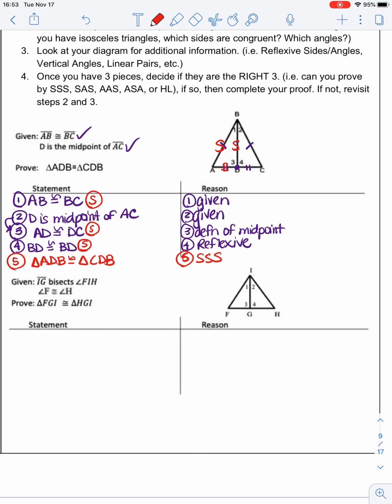You're going to mark everything that you know in the picture. Now you can do it as you go, or you can mark it all at one time. It doesn't matter. I just like to kind of have a direction, so I like to think through it as I go. So let's look at this.